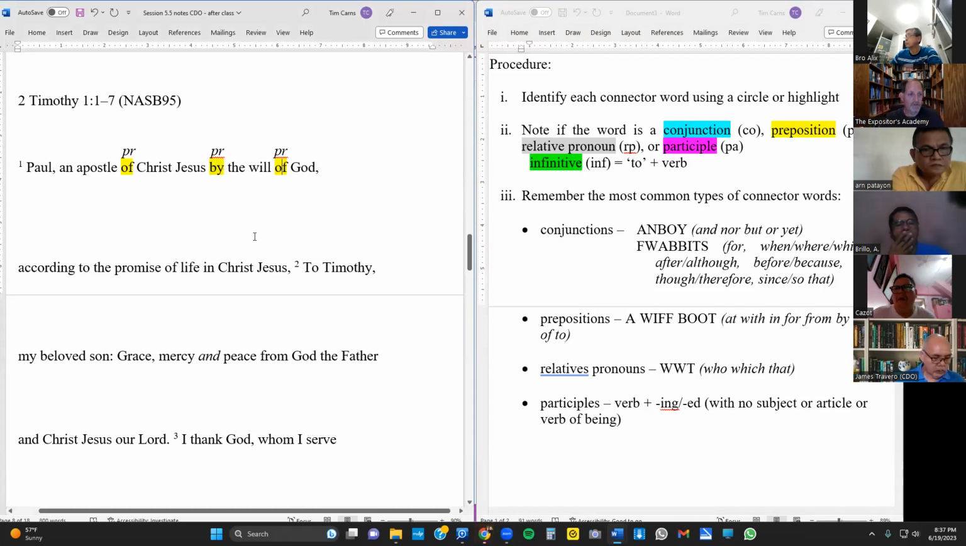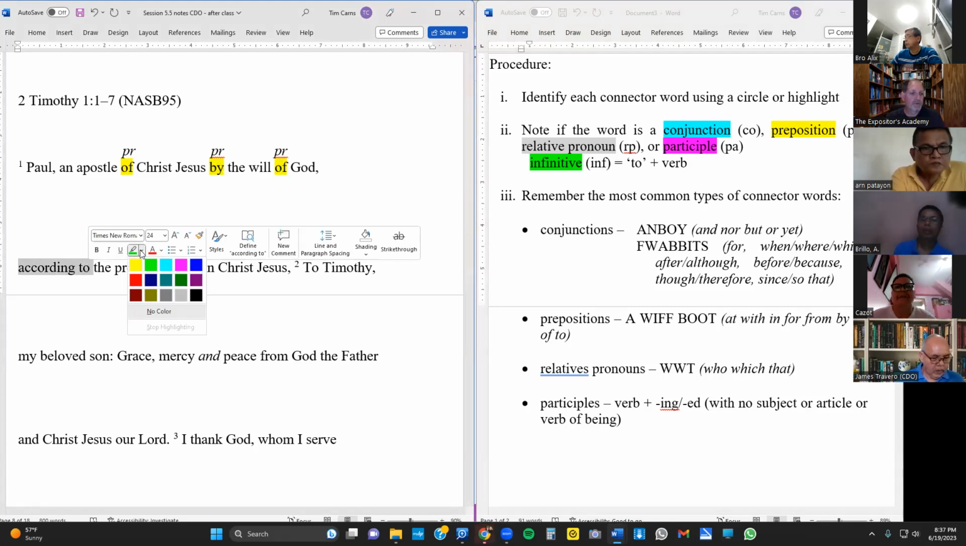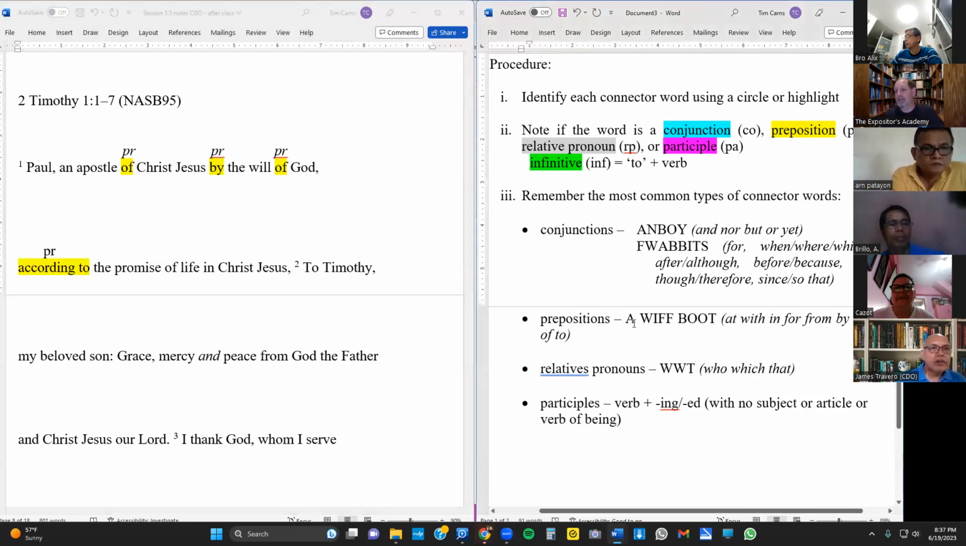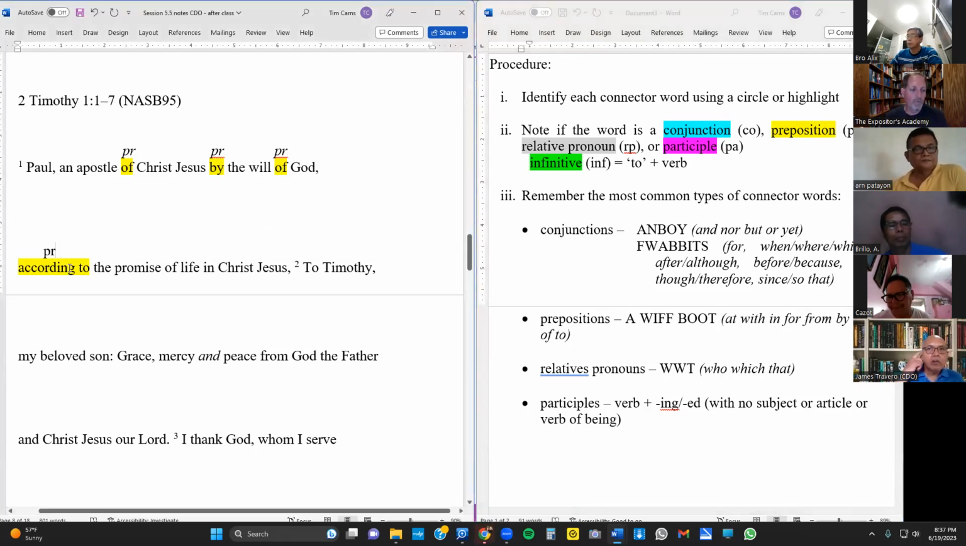So I put PR. "Of God, according to." That also is a preposition. It's not one of the ones in the BOOT list. It's not one of the most common ones, but it is fairly common in the New Testament. All right. So keep your mind on that. "According to," together, both words are a preposition. We talked about this last session.